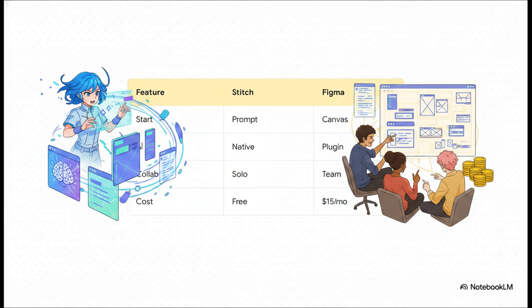Stitch, on the other hand, is the undisputed winner for instant AI-driven ideation. It is natively built from the ground up for AI generation, which lets solo creators move at lightning speed. And right now, at least, it is completely free.